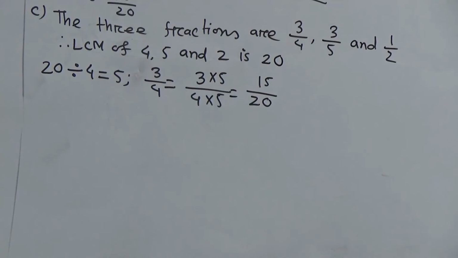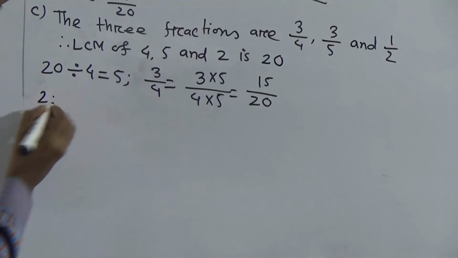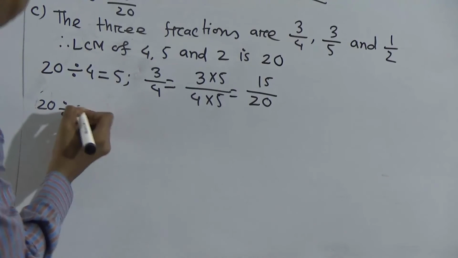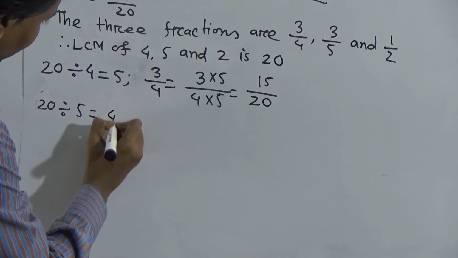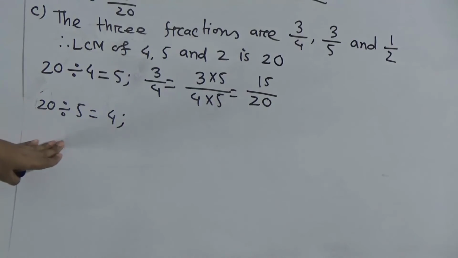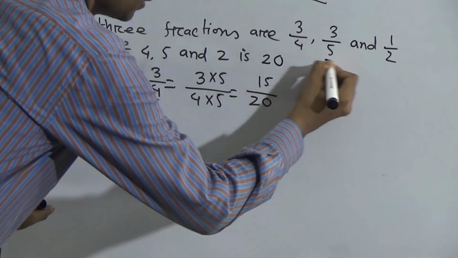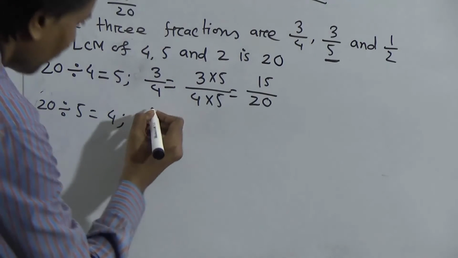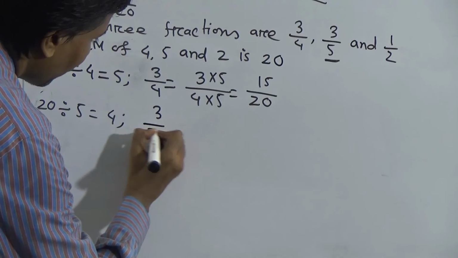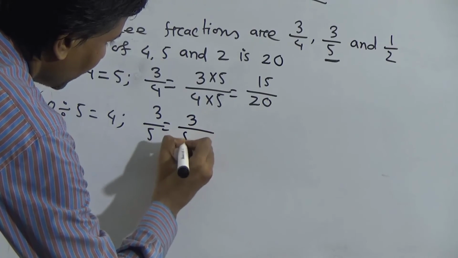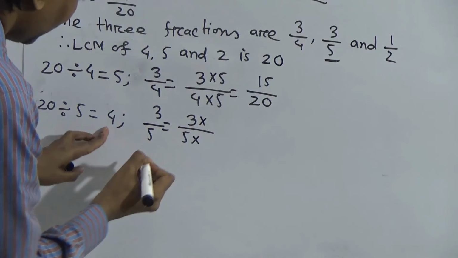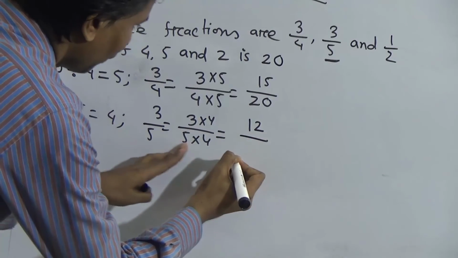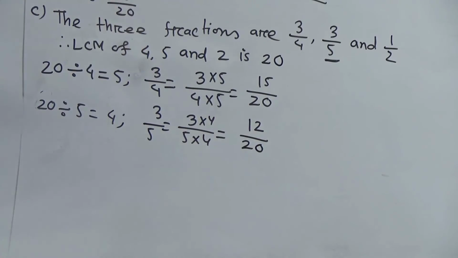Now you have to divide 20 by 5. Then you get 4. Okay, 20 divided by 5 equal to 4. That means you see this denominator, then you get 4. Now write here 3 by 5. This equal to 3 by 5 into this 4, 12 by 5 4s are 20.